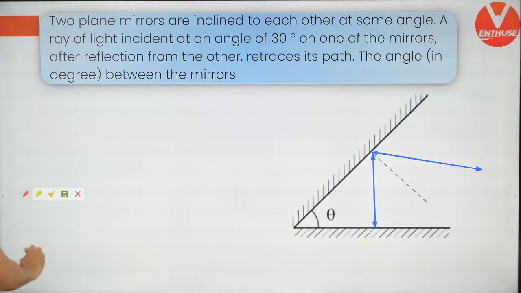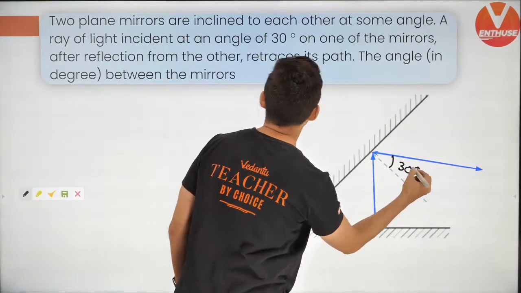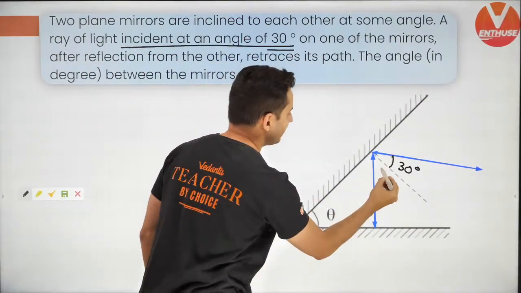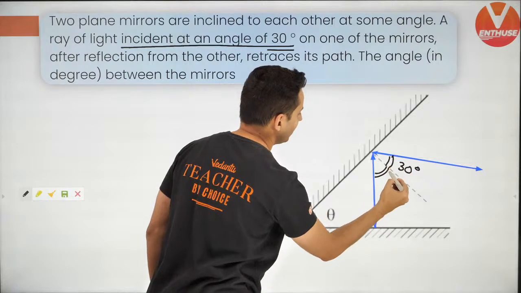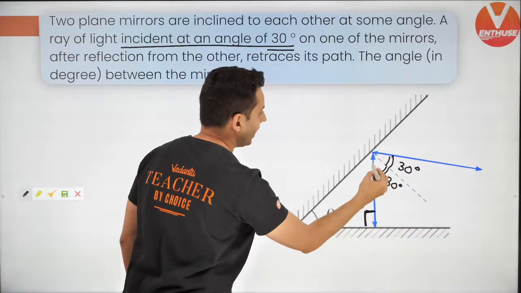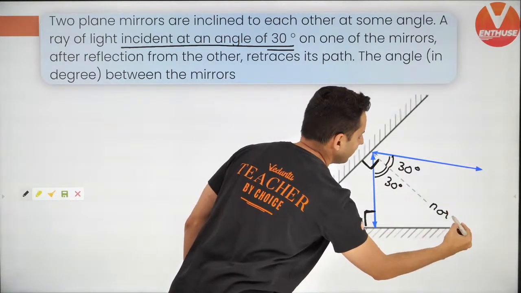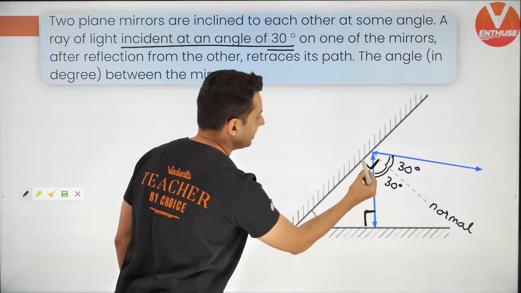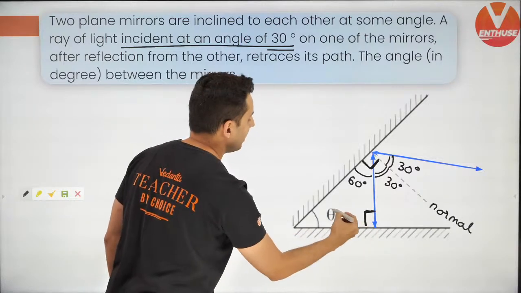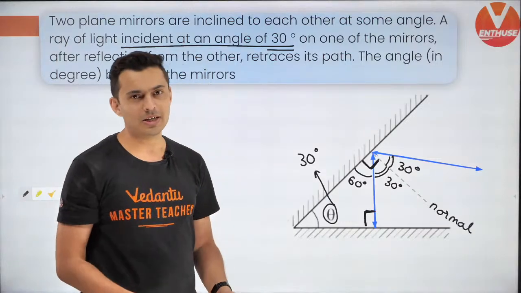Now let's mark the angles. What is given? This angle is given to be 30 degrees. The angle of incidence is 30 degrees. If this is 30, obviously this is also 30, guys. And this was 90 degrees. And this angle was also 90 degrees because this is the normal. Do not forget that. Now, if this is 30, this is 90. How much is this? This is 60. If this is 60, this is 90. How much is theta? Obviously 30 degrees. That's the answer. Did I write even one equation, one formula?